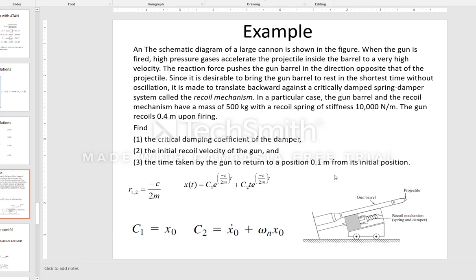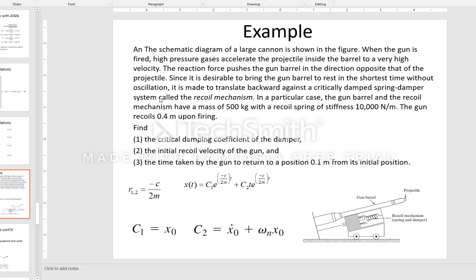Looking at sample problem 2-12, we're going to solve that problem as shown here. So basically it's a cannon with a projectile in a critically damped system. So the question goes, the schematic diagram of a large cannon is shown on the figure.